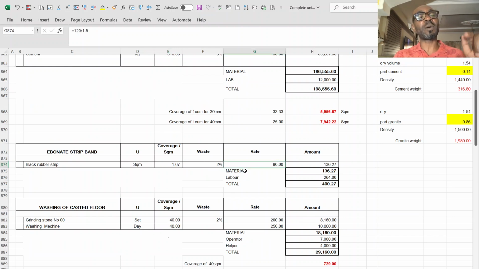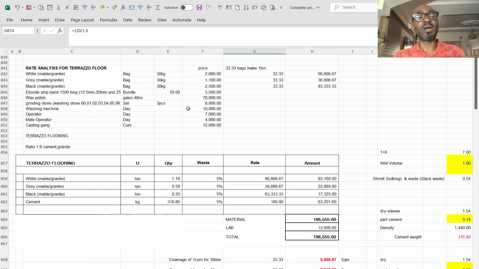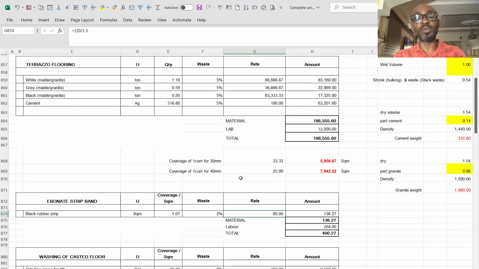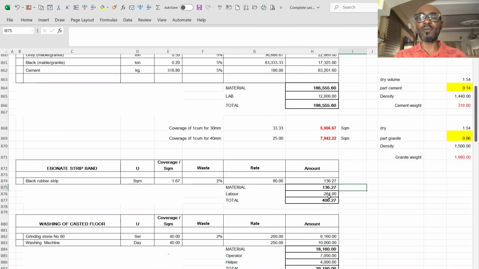And like I said, the cost per bundle is 5,500. If you divide 5,500, you have 120 for one piece. And if you divide 120 by 1.5, which is the length of one, you have 80 naira per meter. So you multiply it by the 1.7, which is the length for 1 square meter, you will now have 136 naira 27 kobo.